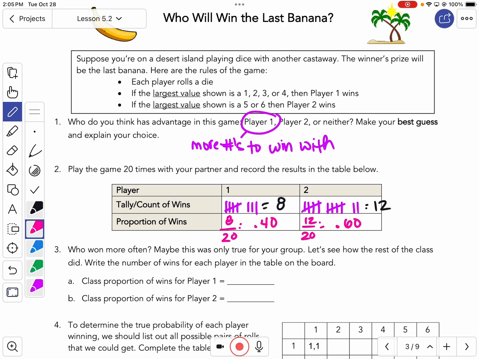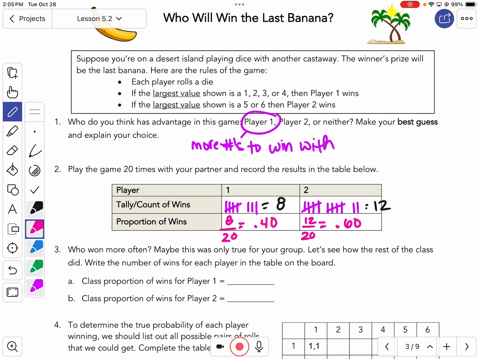This is why you need your calculator so you can divide. Whatever number you have, if you had 7 and 13, 7 divided by 20, and then 13 divided by 20, and just write down your decimal. That's what it means by proportion. Now here's the tricky part.